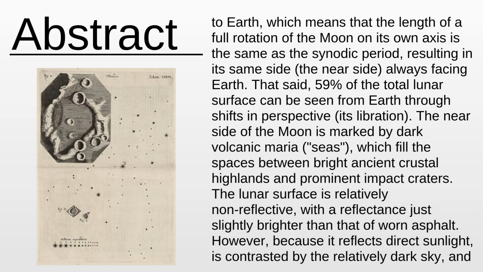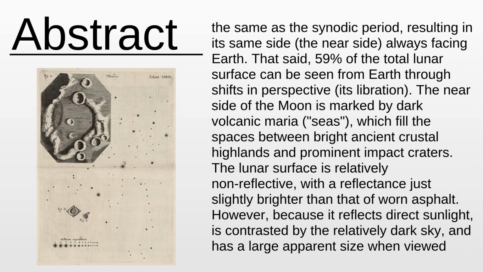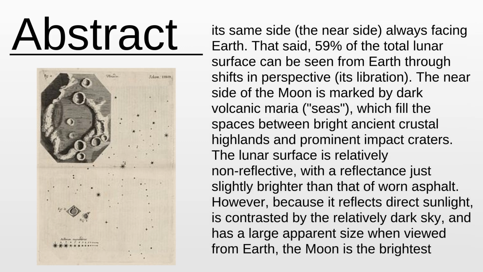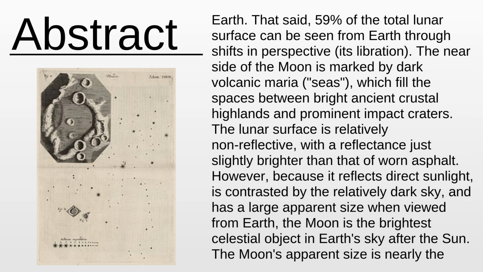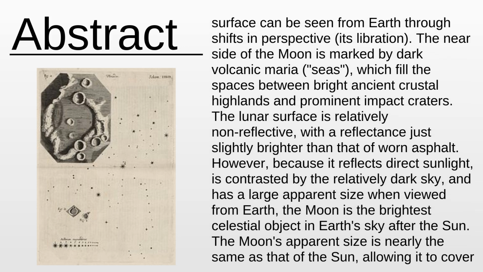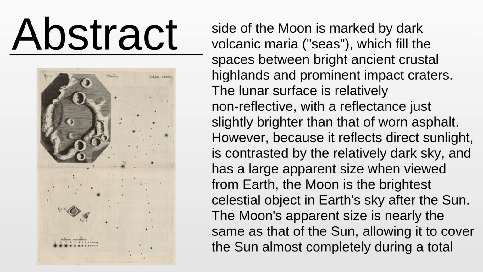The Moon is tidally locked to Earth, which means that the length of a full rotation of the Moon on its own axis is the same as the synodic period, resulting in its same side, the near side, always facing Earth. That said, 59% of the total lunar surface can be seen from Earth through shifts in perspective, its libration.